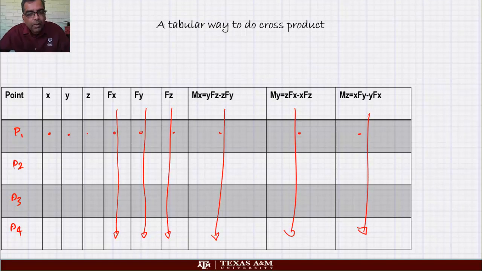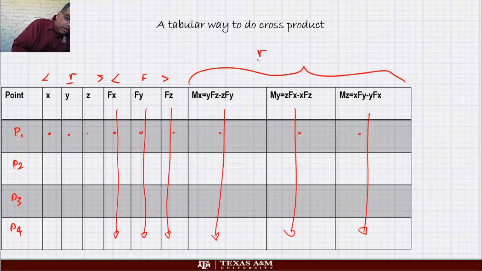So it's a tabular column. It's easy to remember. This thing is R, this thing is F, and this thing is R cross F. And if you are more comfortable using your calculator, that's also fine, as long as you list R, F and R cross F. That's all we are doing.